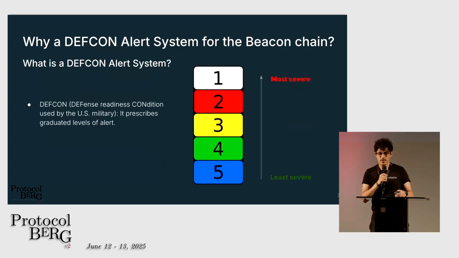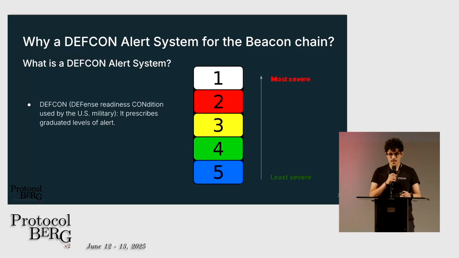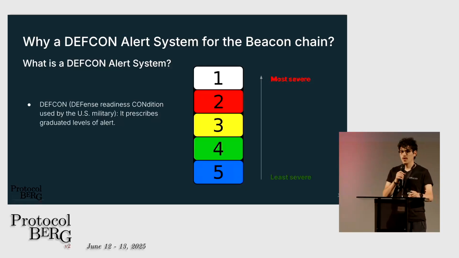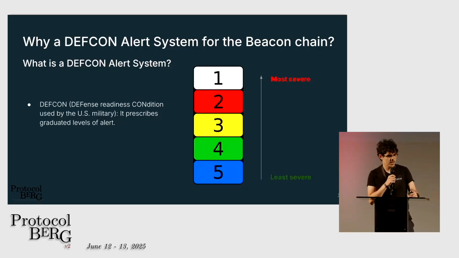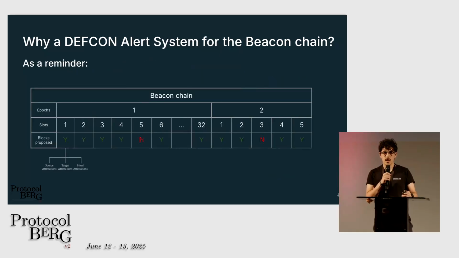So why a DEFCON system for the beacon chain? First of all, what is a DEFCON system? DEFCON means Defense Readiness Condition, something used by the US military. It means that we have different levels of alerts. Level 1 is the most severe, meaning almost the end of the war, and level 5 means everything is going just as expected. So why did we think it would be useful to have a DEFCON system for the beacon chain?